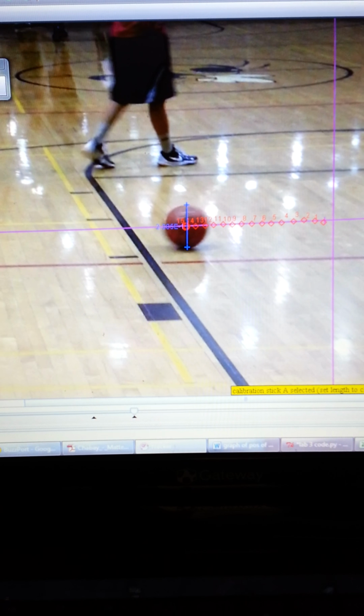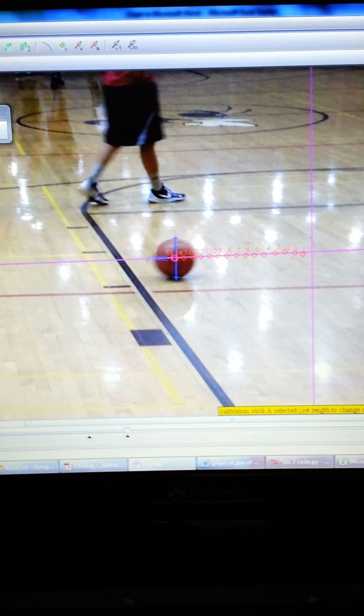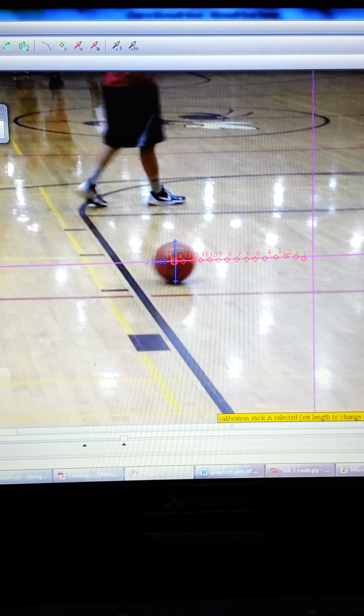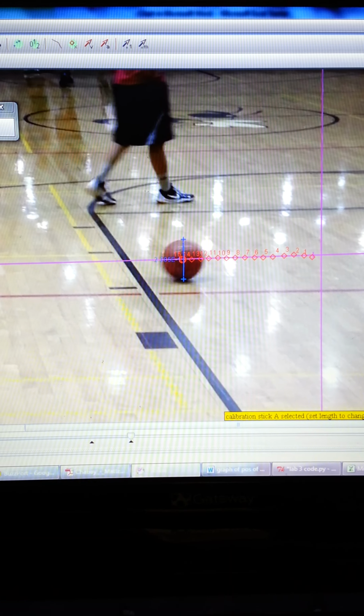I tracked the motion using the center of mass of the ball. And I used the calibration stick here as the diameter of the ball, which is 0.2385 meters, which I looked up.